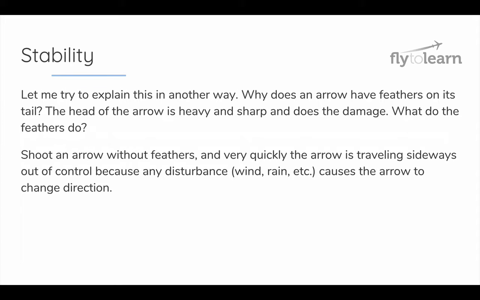Let's go ahead and think about this in a different way. Why does an arrow have feathers on the end? The head of the arrow is heavy and sharp and does the damage. What do the feathers do? Shoot an arrow without any feathers, and very quickly you'll see why the arrows are important. The arrow will start to travel sideways and out of control because any disturbance, like wind or rain, will cause the arrow to change direction.